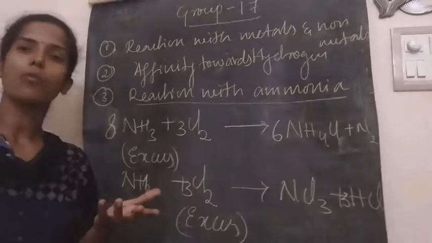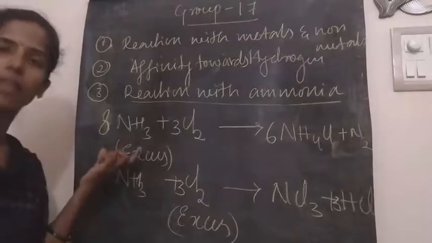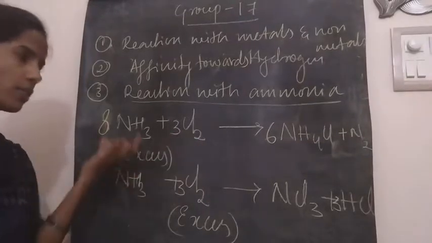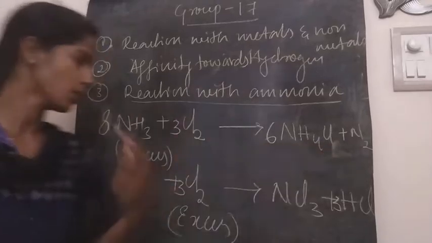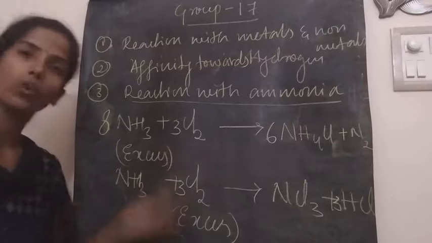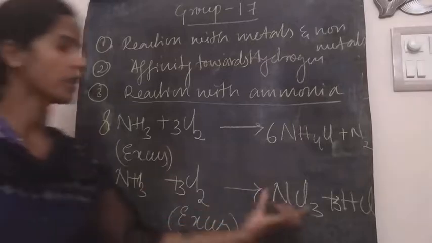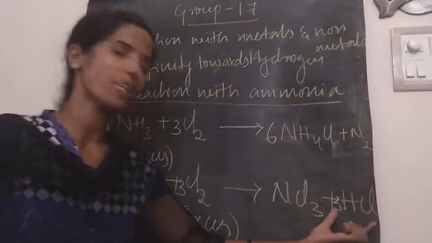Chlorine reacts with ammonia in two different ways. If the ammonia is in excess, when chlorine reacts with excess of ammonia, we get ammonium chloride and N2. Same chlorine reacts with ammonia. If the chlorine is in excess, we get nitrogen trichloride plus HCl.